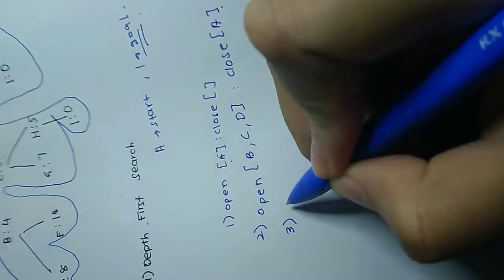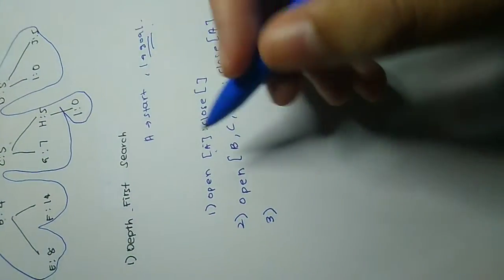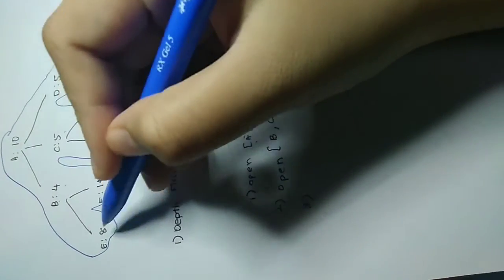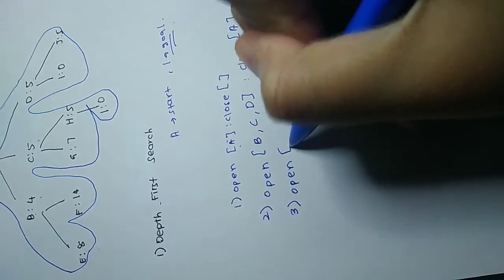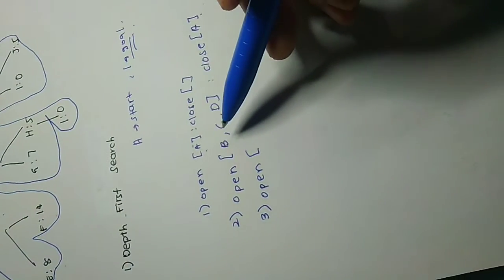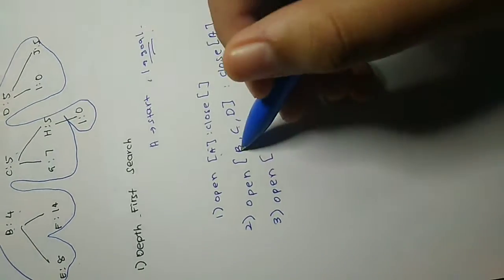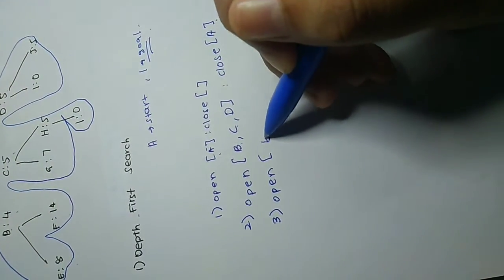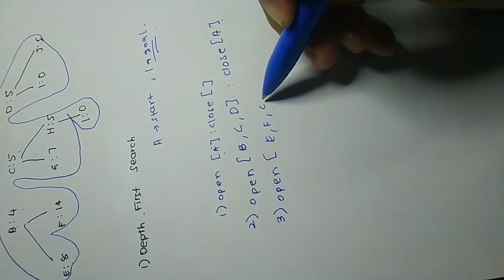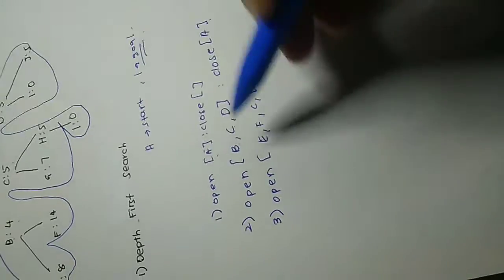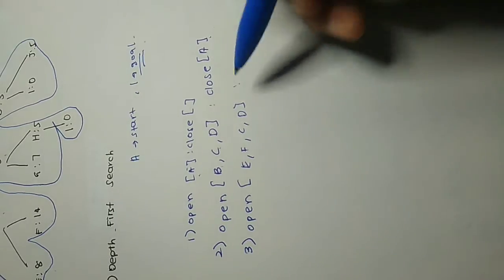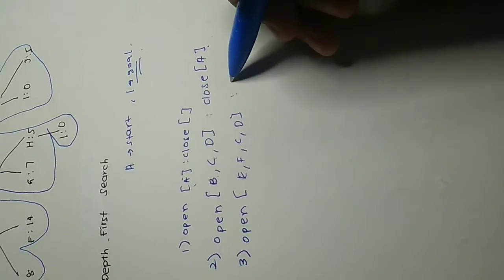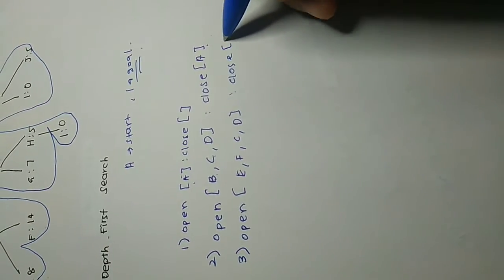The next step we can take is we are going to open B. Under B we have E and F. So since depth first search goes before C, under B you have to put E and F, and then C and D, not C, D and E, F. That's for another algorithm. So we can close B.